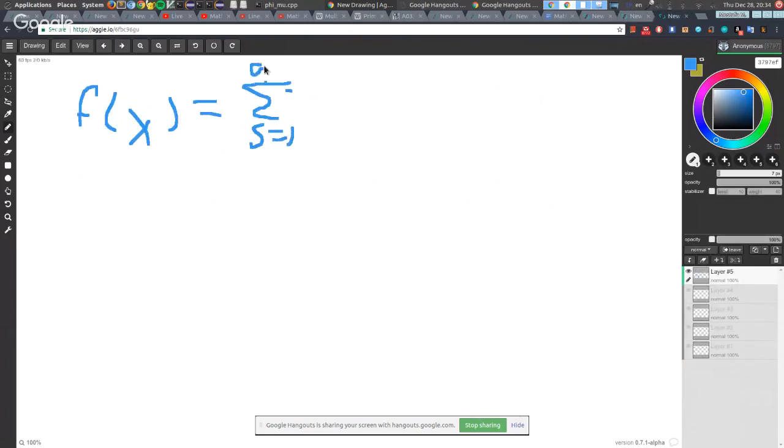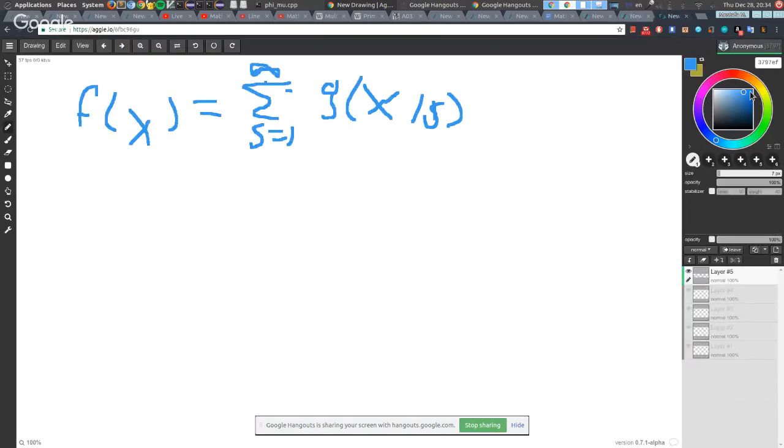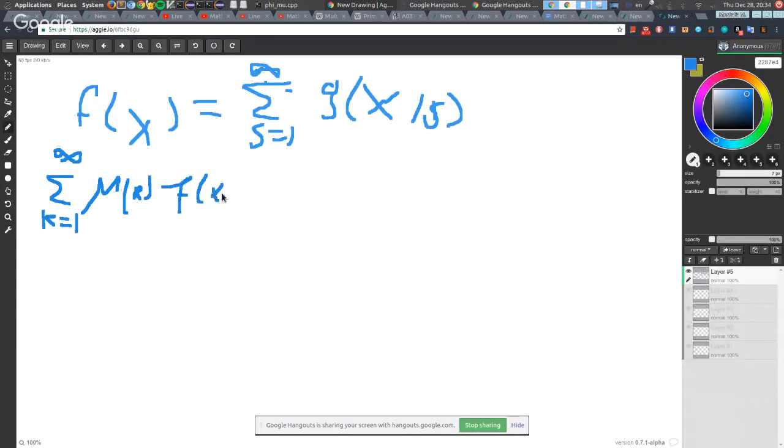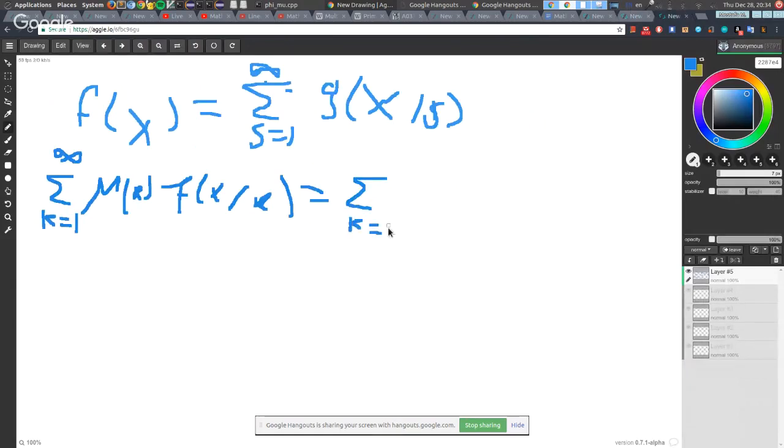So the summation to infinity of g of x over s. Here, this expression again, I write it: the summation from k equal 1 to infinity of mu of k times f of x over k is equal to the summation from k equal 1 to infinity, s equal 1 to infinity, of mu of k times g of x over ks.